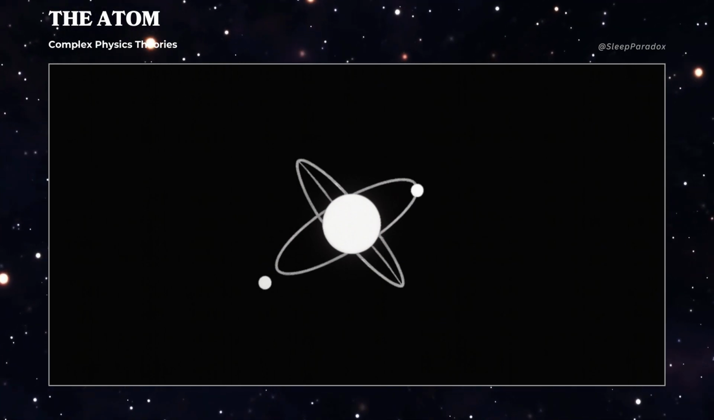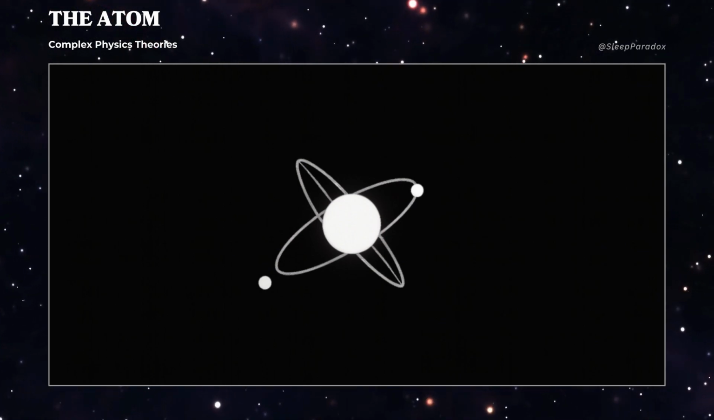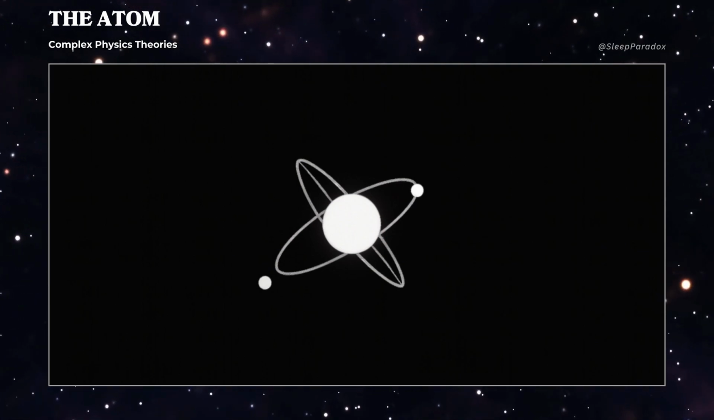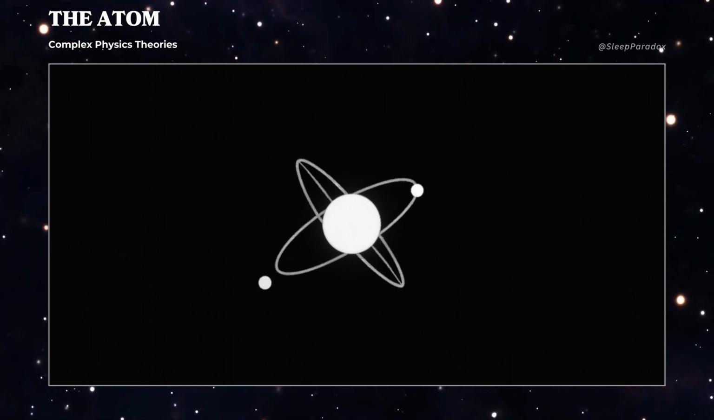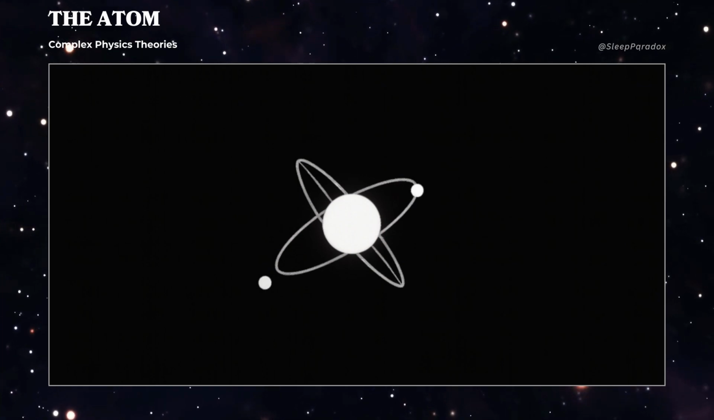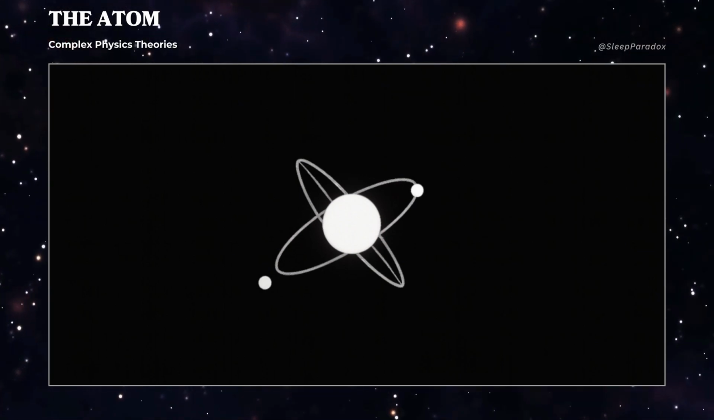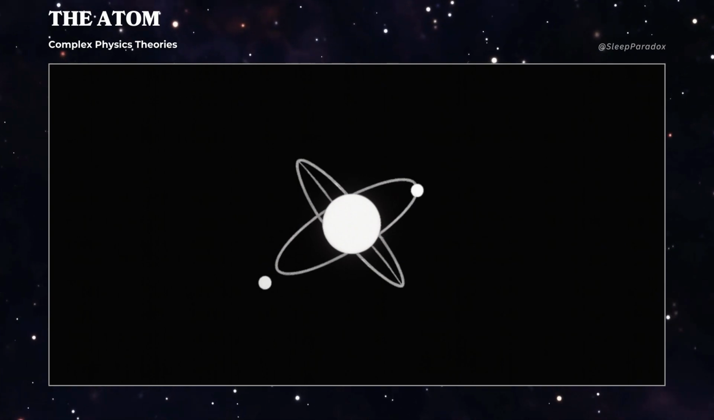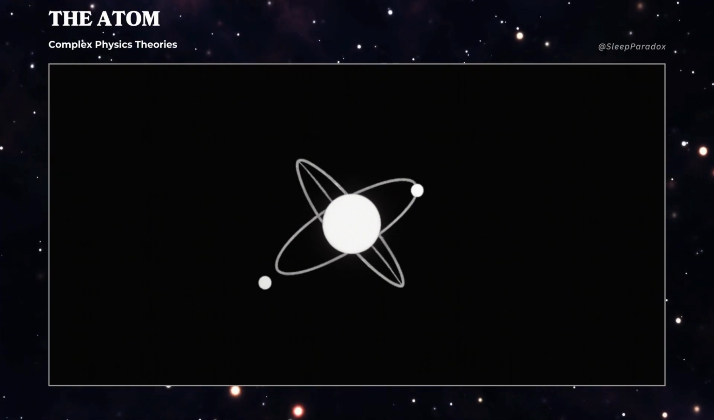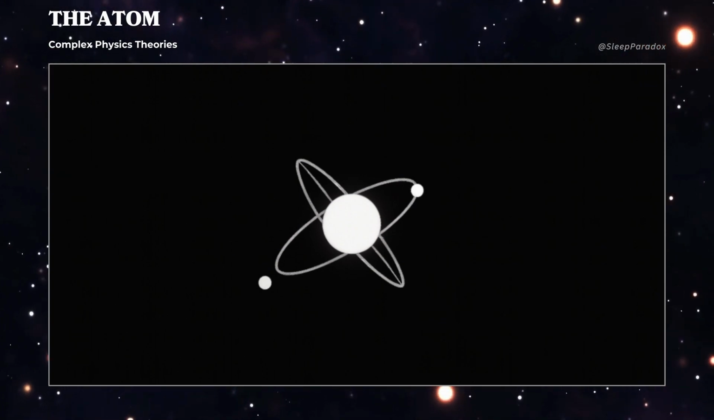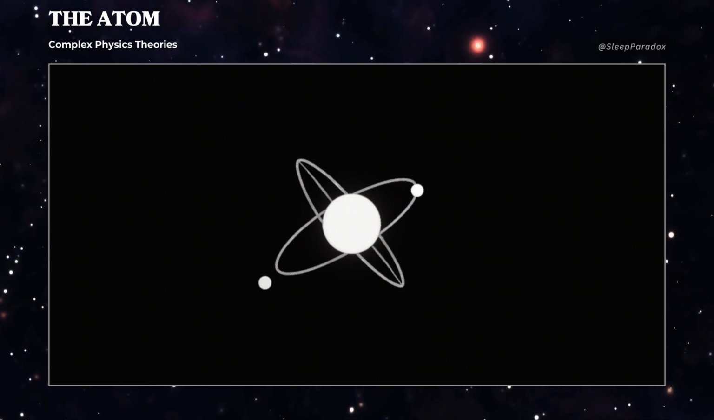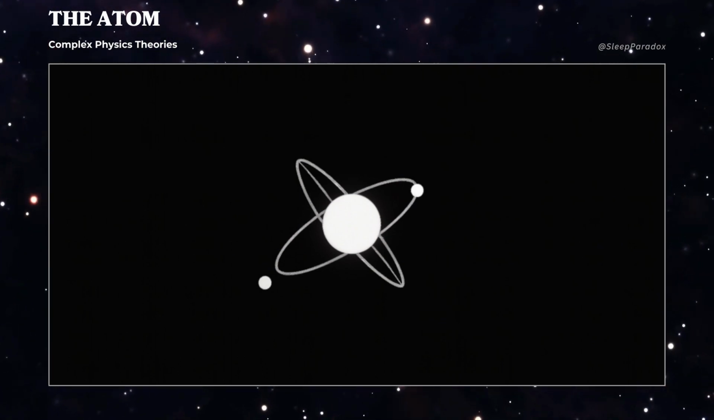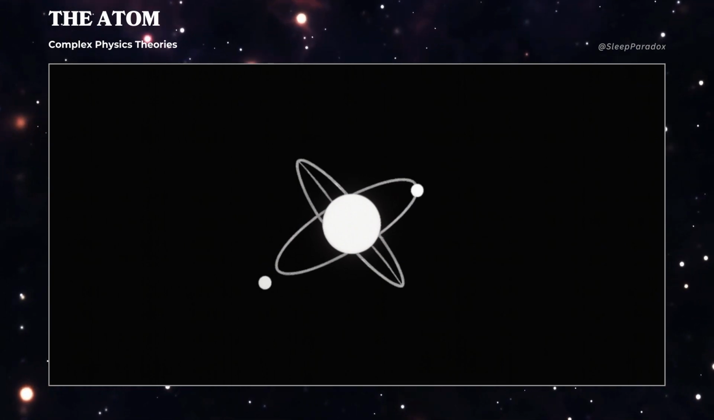One of the most important ideas in atomic theory is quantization, the fact that electrons can only exist at certain energy levels, not in between. When an electron jumps from a higher level to a lower one, it releases energy, often in the form of light. This explains why different elements emit different colors when heated. It's the basis of spectroscopy, a technique used to identify substances by the light they emit or absorb. Atoms are also incredibly stable.